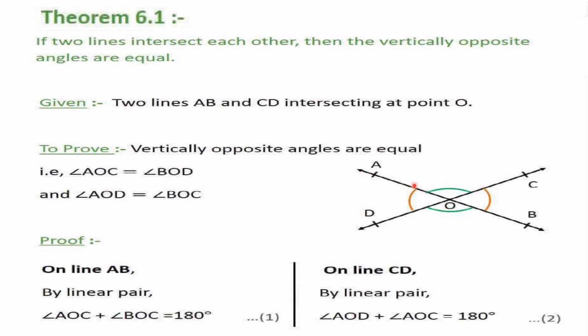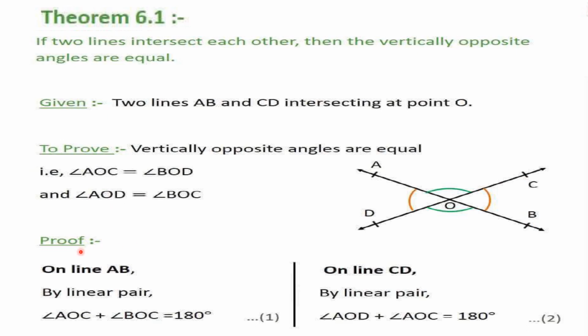Similarly, angle AOD. Observe this figure, my dear children. Angle COB or angle BOC. These two angles are vertically opposite angles. So we have to prove that they are equal. Understood this point, my dear children? Right. Now come to the proof.